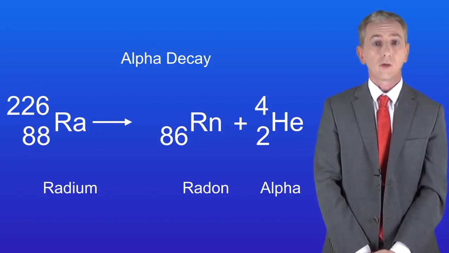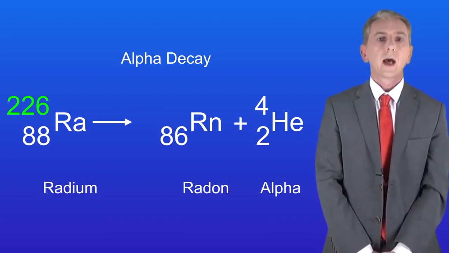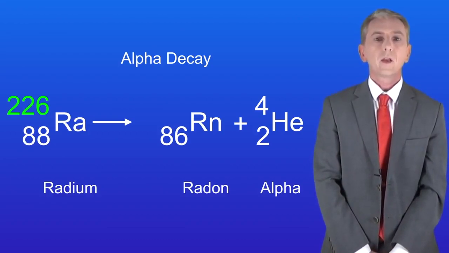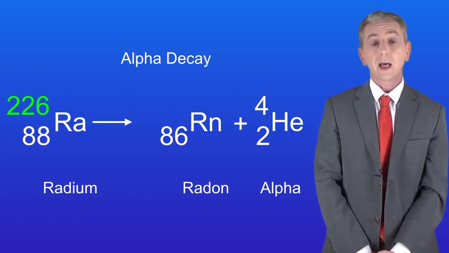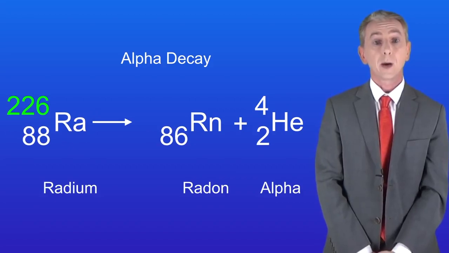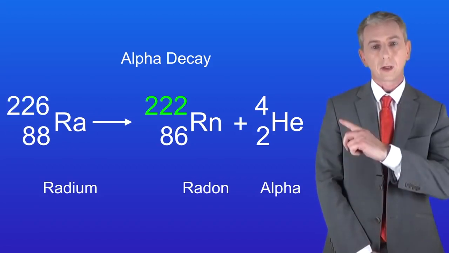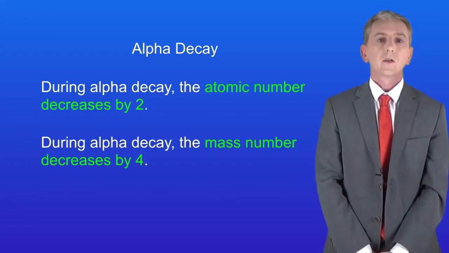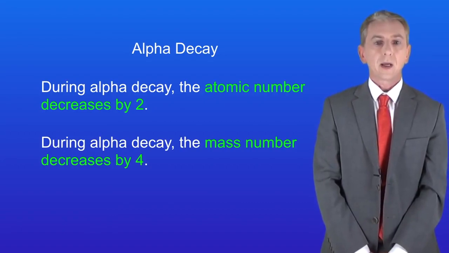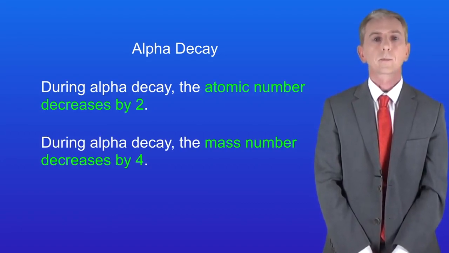Now the mass number of the radium atom is 226, and there it is. However, the alpha particle released has a mass number of 4. This means that the mass number of the radon isotope produced by alpha decay must be 226 minus 4, which gives us 222, and there it is. So here's the second rule for alpha decay. During alpha decay, the mass number decreases by 4.